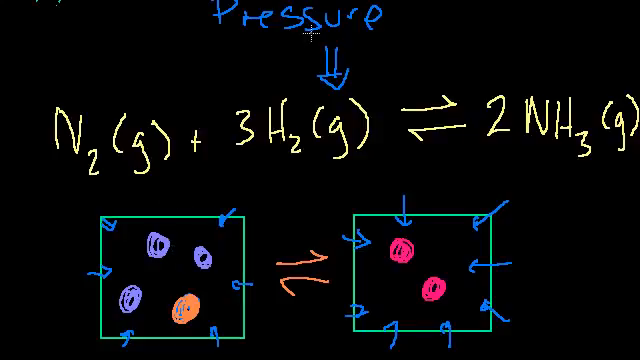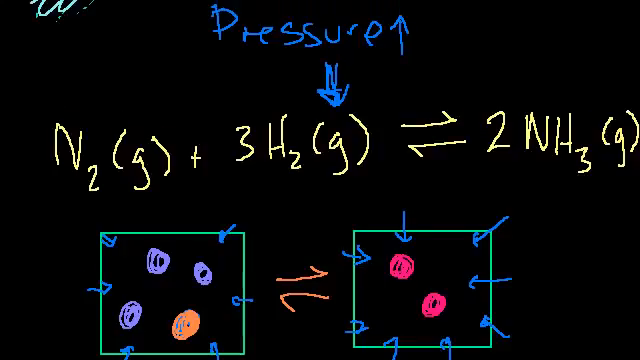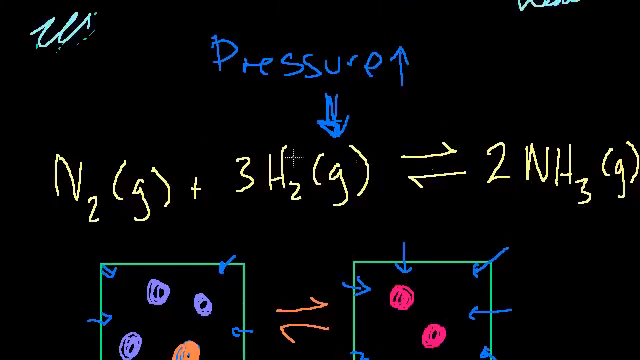So if you apply pressure to the system, if pressure goes up, this doesn't mean pressure goes down. This means pressure is being applied to the system, but the pressure is going up. What side of the reaction is going to be favored? The reaction is going to favor the side that has fewer molecules.